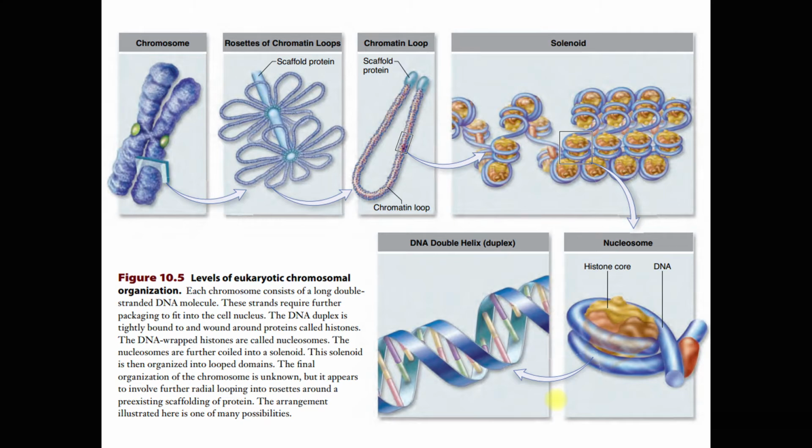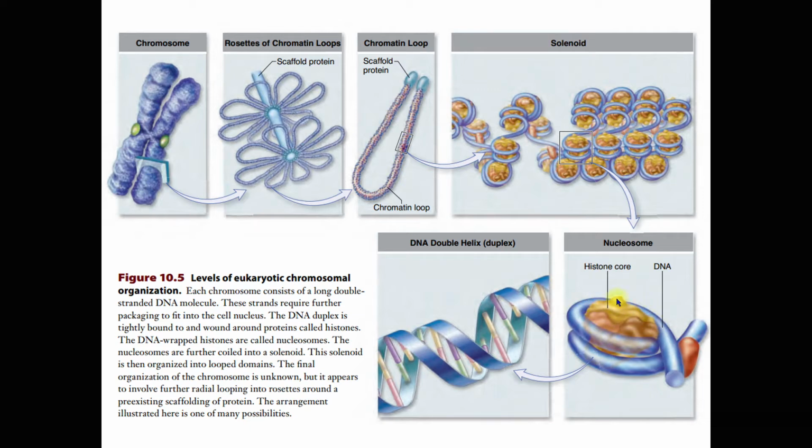Now this is how the double helix DNA is folded and compressed to form a chromosome. You know that the DNA double helix consists of two strands, right? To stabilize it, the double helix DNA will be bound to a protein compound, and this protein compound is known as the histone.